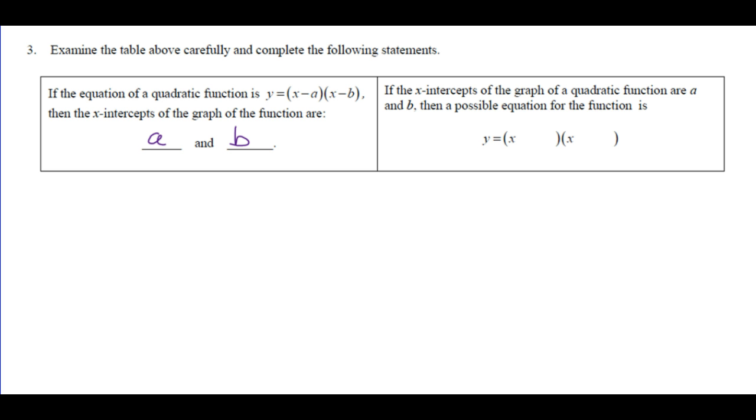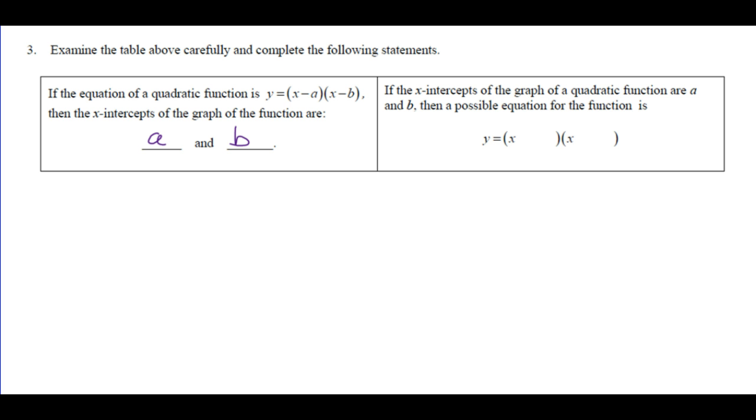Right? Because if you go a minus a, what do you get? 0. If you go a minus b, you get a minus b, but you're multiplying it by 0, which gives you 0. If you put a b in there, you get b minus a, which is some expression, but I get b minus b, which is 0, and then the whole thing works out to 0.